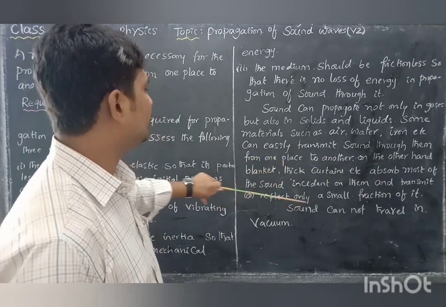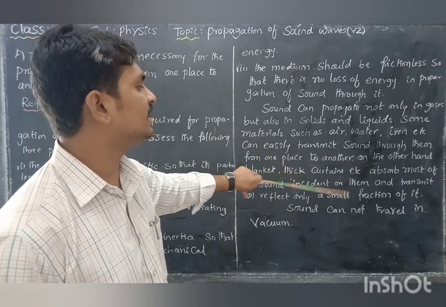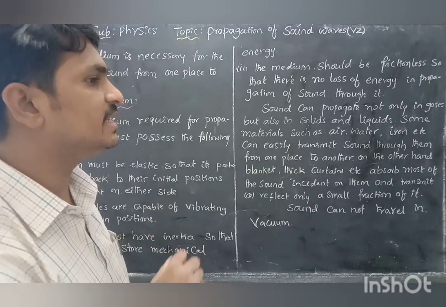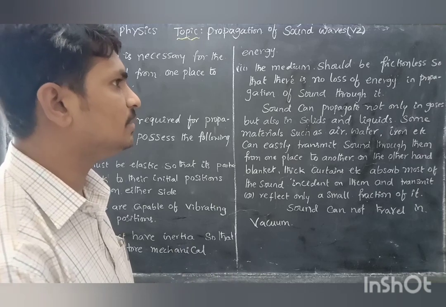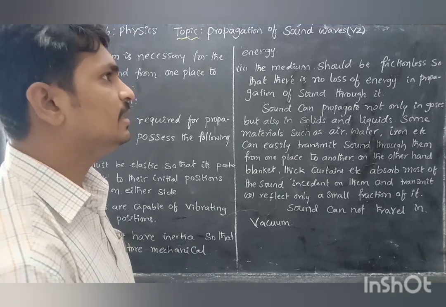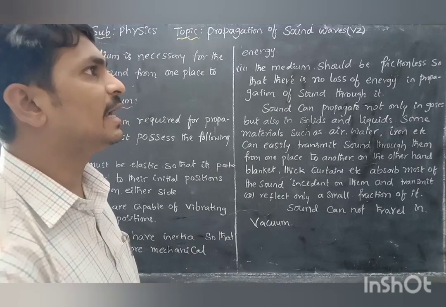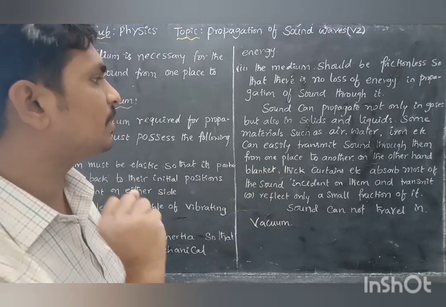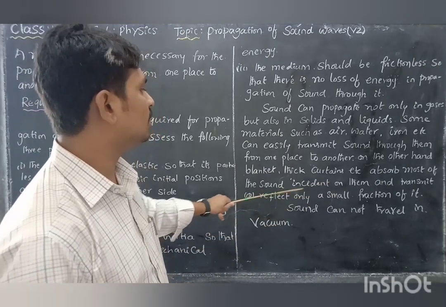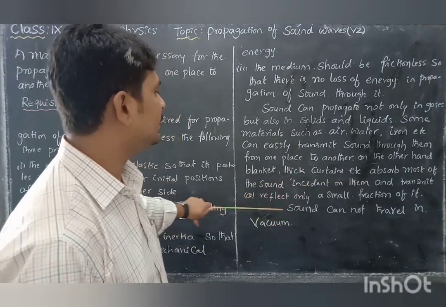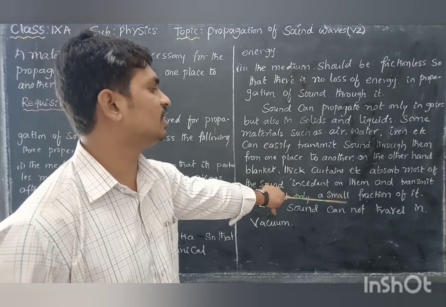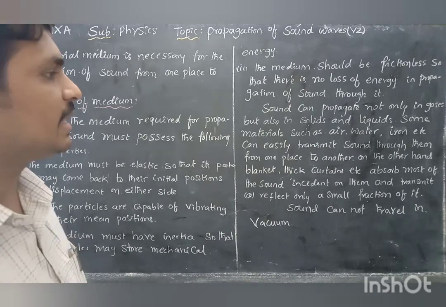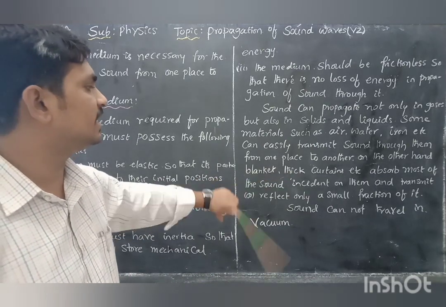On the other hand, blankets, thick curtains, draperies, etc. are sound absorbing materials. In cinema halls or auditoriums, blankets, curtains, and some wood materials are coated on the walls because these all act as sound absorbing materials. Most of the sound incident on them is absorbed, and they transmit or reflect only a small fraction of it. Only a small portion of the sound is reflected from these blankets and thick curtains.